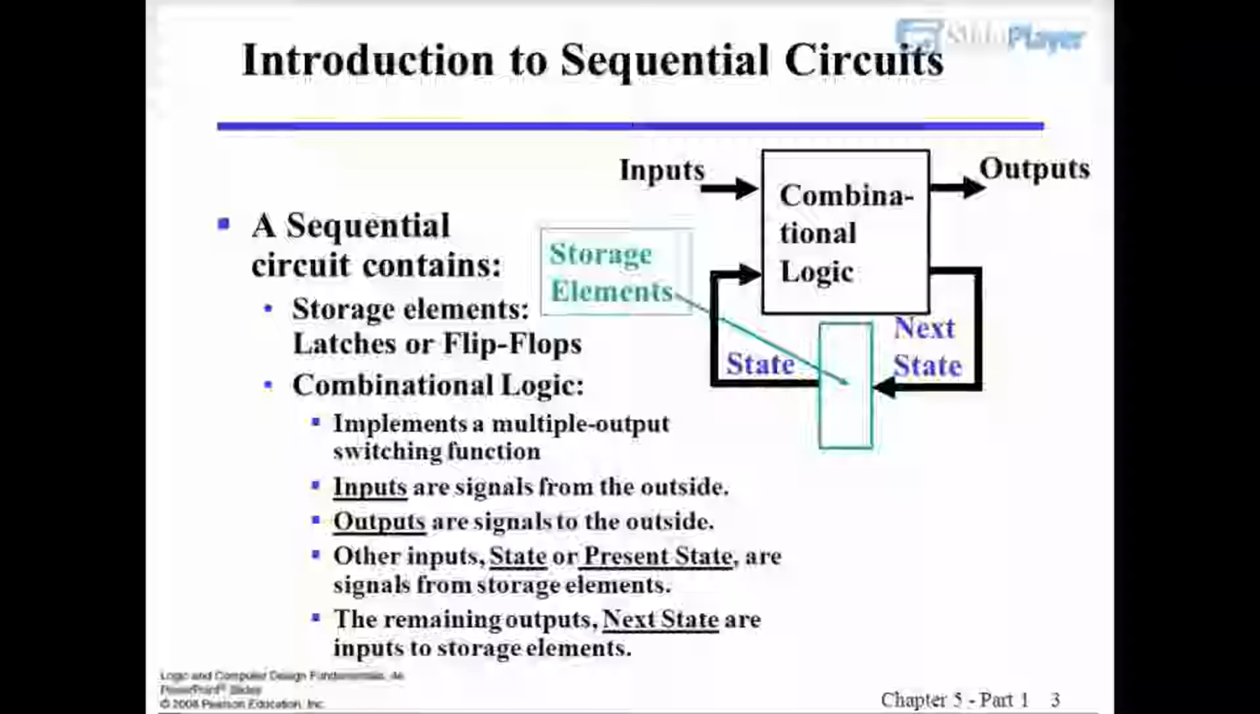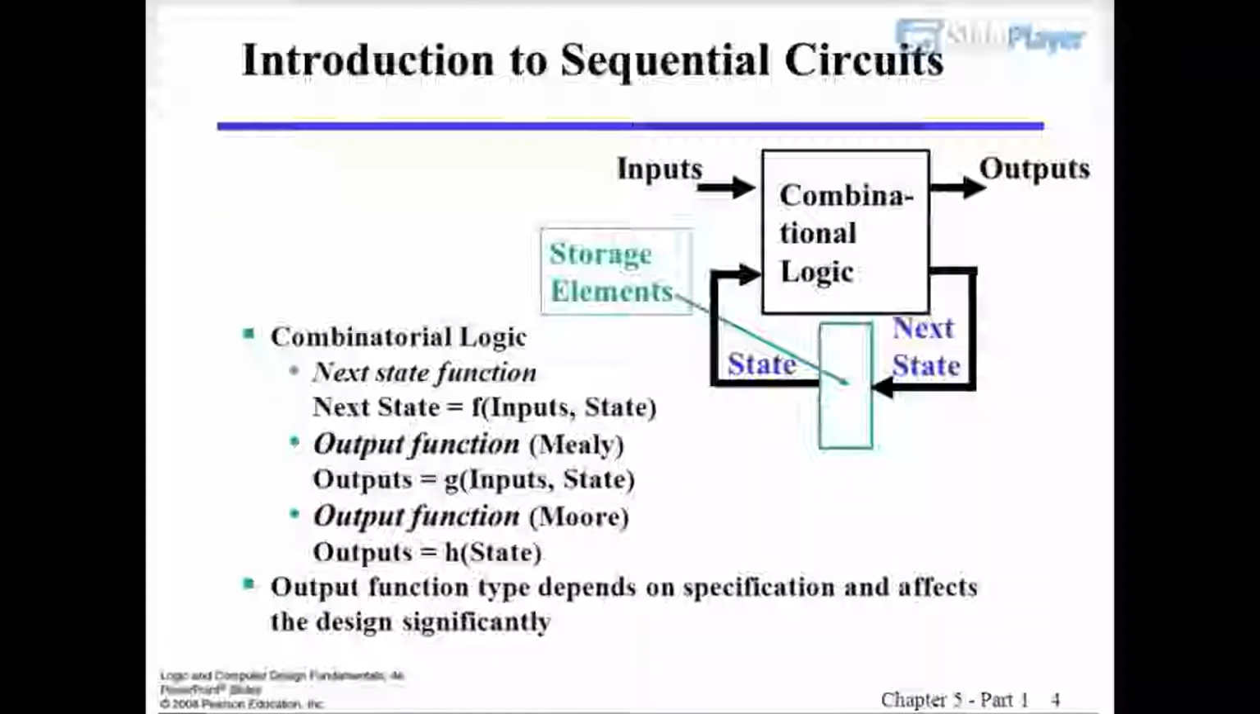Inputs. Outputs. Combinational logic. A sequential circuit contains storage elements, latches or flip-flops. The combinational logic implements a multiple output switching function. Inputs are signals from the outside. Outputs are signals to the outside. Other inputs, state or present state, are signals from storage elements. The remaining outputs, next state, are inputs to storage elements. Storage elements. State. Next state.